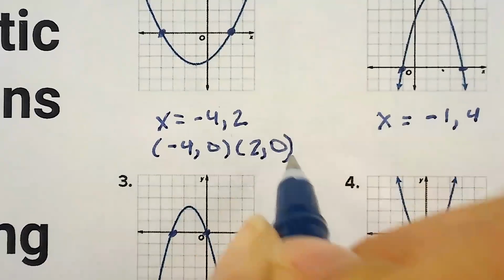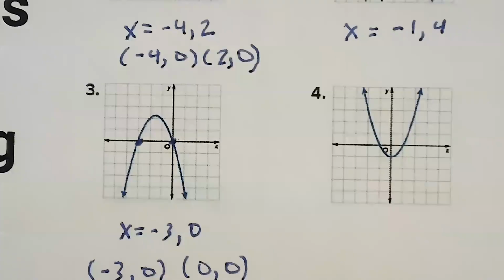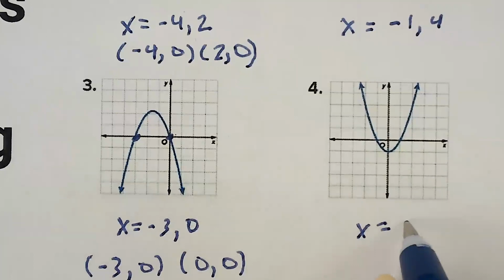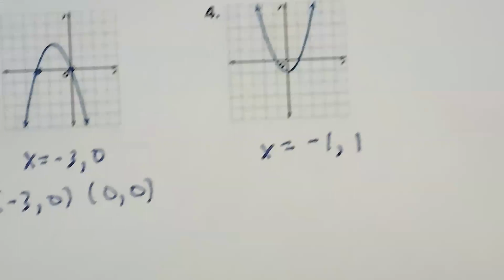-4, 0 and 2, 0 and so on. But I'm okay with you just listing x equals and whatever it is. This one would be x equals -1 and +1. So you can see that these parabolas can result in two solutions. They can result in one solution. Let me show you what that would look like right here.